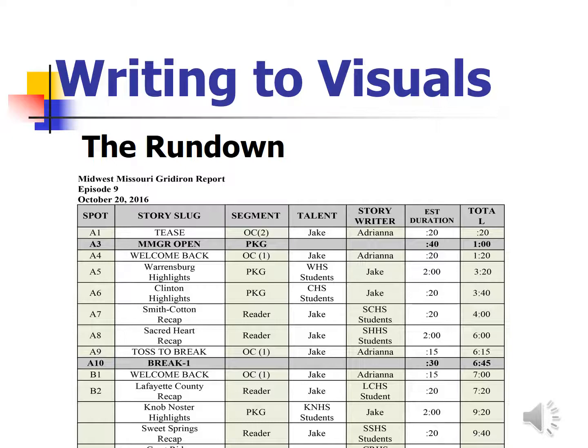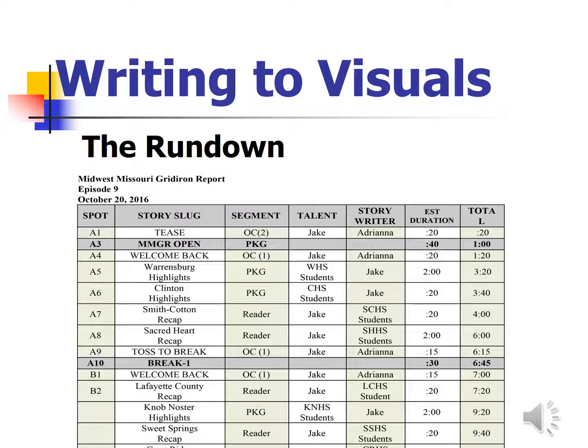From this, you know what order the show is going to be in, as indicated by the slug, and what kind of segment you're going to have. OC1 means you'll have one person on camera, PKG stands for package, reader means the person on camera will be providing the story as a reader. You'll also know who the talent is, if that person on camera is the anchor, and if so, which one, or in the case of packages, who is going to be producing that package and reporting from the field. You also know who the story writer is so that if there is an issue, you'll know who to contact for clarification.